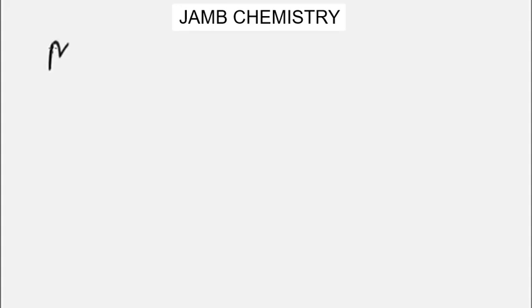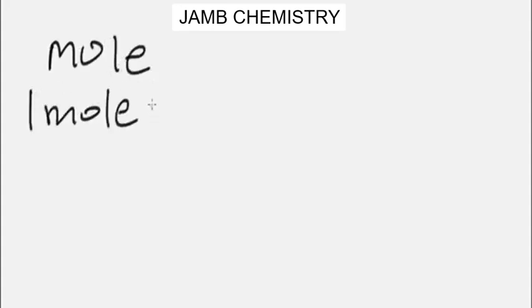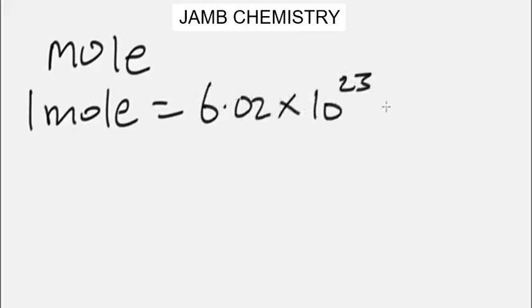Alright, so we're looking at the concept of mole. Note that 1 mole of a substance is equal to Avogadro's constant number of particles, which is 6.02 times 10 to the power 23 particles. Note that these particles could be atoms, molecules, ions or electrons. So 1 mole of a substance is equal to this Avogadro's constant.